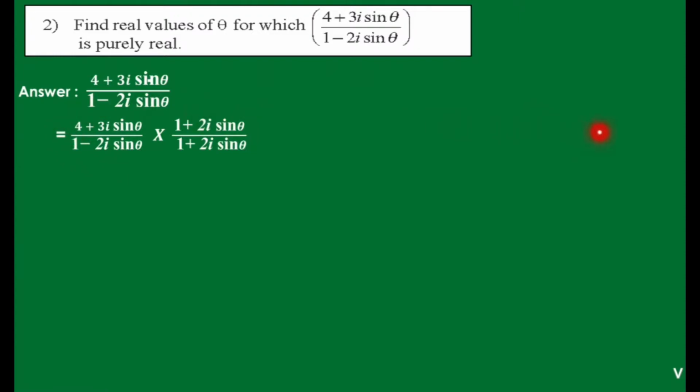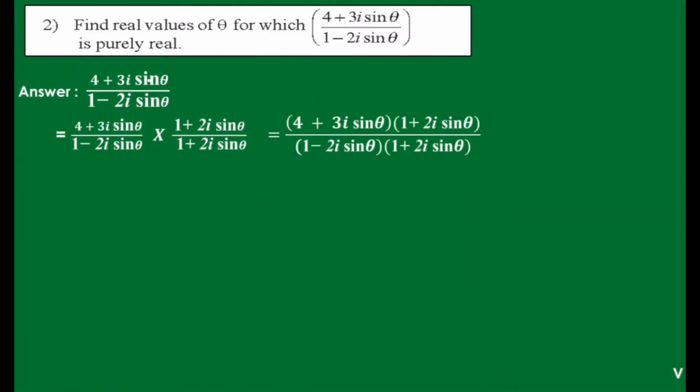So we write numerator with numerator, both terms in bracket, and denominator both terms in bracket. First we multiply the numerator. So we write 4 into (1 + 2i sin theta). Then we multiply 3i sin theta into (1 + 2i sin theta). In the denominator we use the form (a - b)(a + b), so we write 1 square minus (2i sin theta) square.